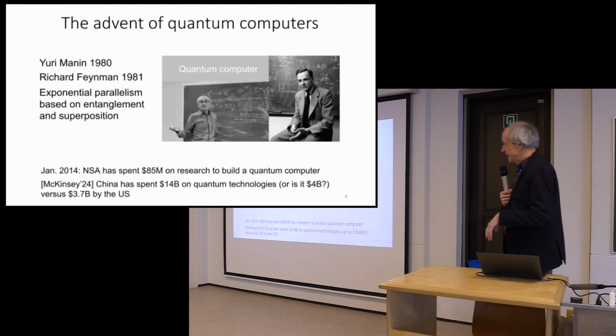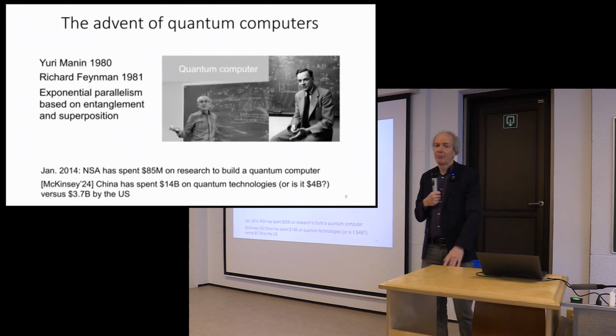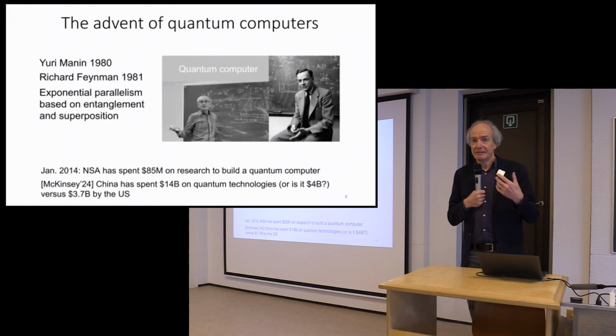McKinsey wrote a report a year and a half ago saying that China spent 14 billion on quantum technologies, but then later they walked it back to 4 billion. I guess you can make some kind of sense of this. Nobody can check this anyway. But at least it's now a $1 billion industry.